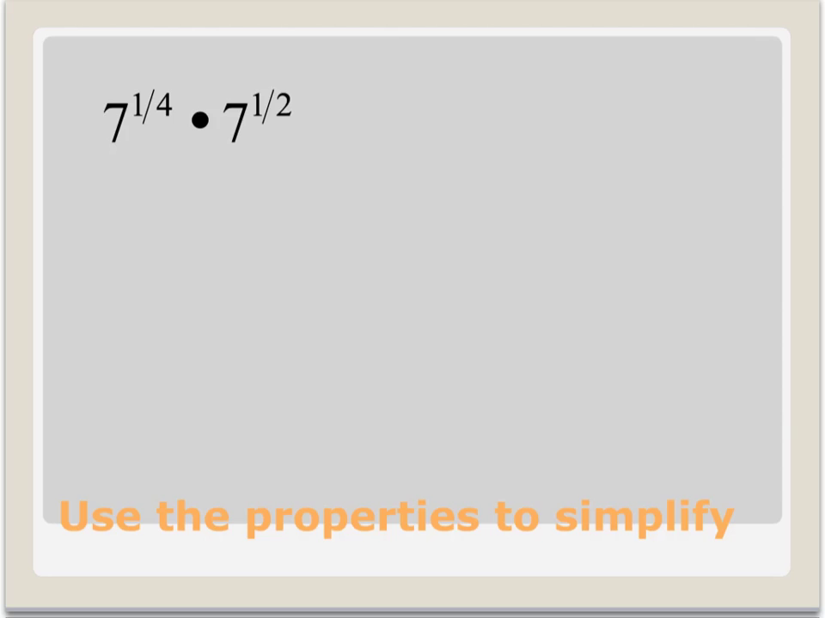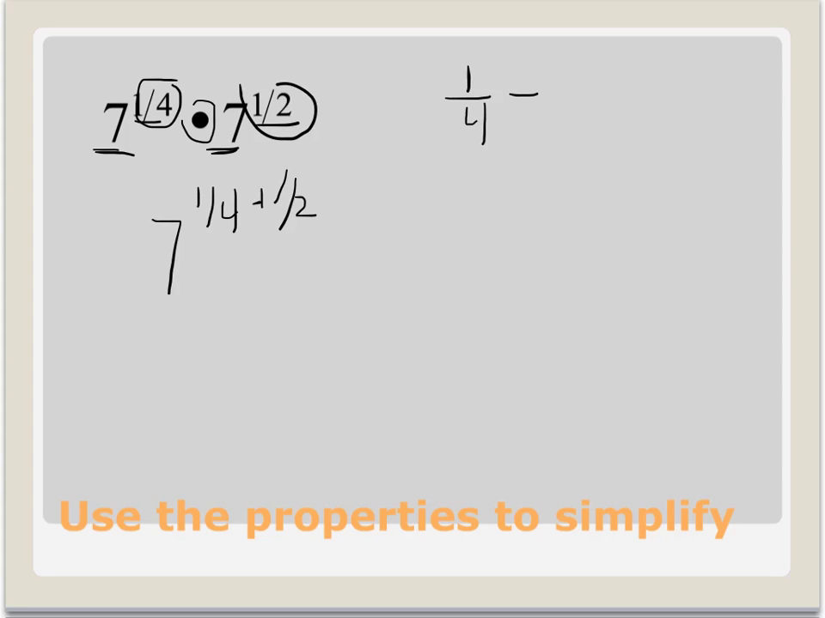So here we have a base. Our base is 7 and our exponents are 1/4 and 1/2. So we're doing multiplication with the same base, so we need to add those exponents. So we get 7 to the 1/4 plus 1/2 power. And remember, with fractions we need a common denominator. So 1/4 plus 1/2.